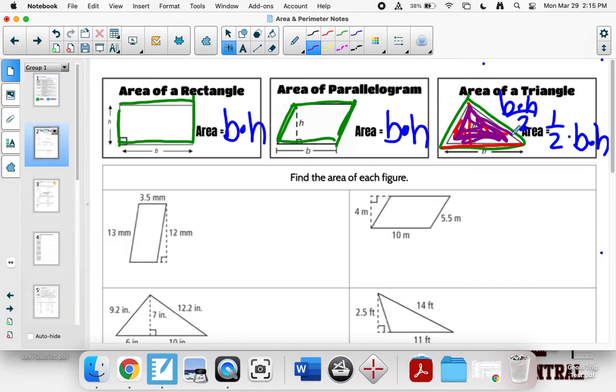Anyway. Okay, so we're gonna find area and perimeter of these. First off, we have a parallelogram. You'll notice there's no rectangles because we spent 2 days on those. So hopefully that's okay.